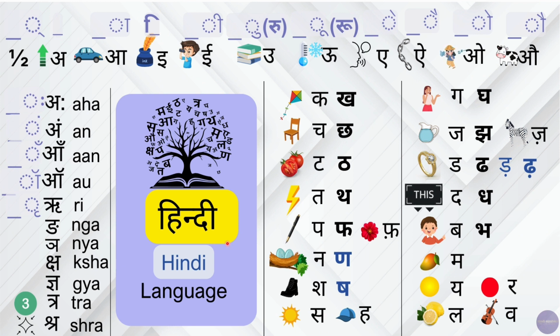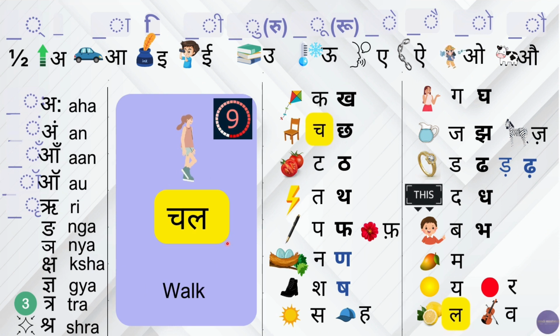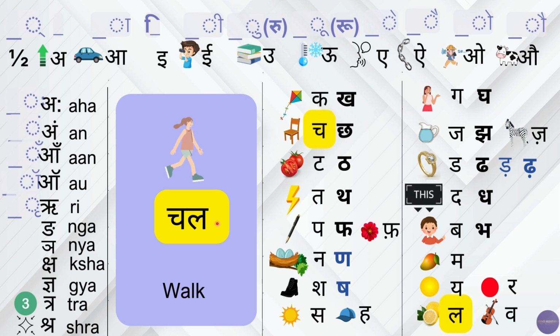First word is, this word means to walk. How do you pronounce this? Take a guess. Chair, ch, lemon, l. Ch plus l makes the sound chal. Notice that it's not chala, it's chal. So the answer is chal. Let's look at the next word.